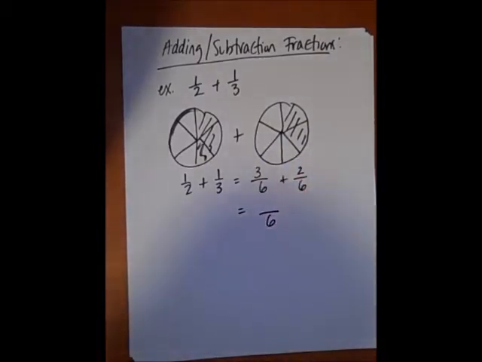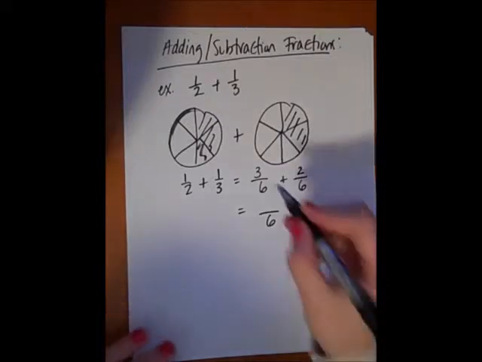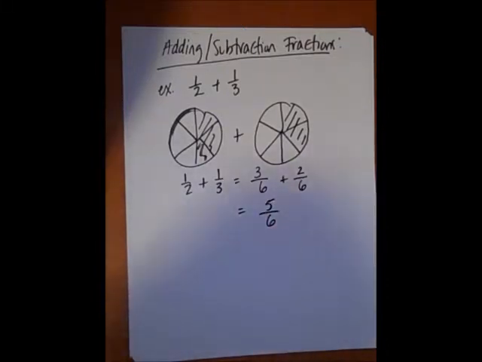Now I'm adding 3/6 plus 2/6, so 3 plus 2 is 5. You keep the bottom number the same. So 1/2 plus 1/3 is going to give me 5/6.